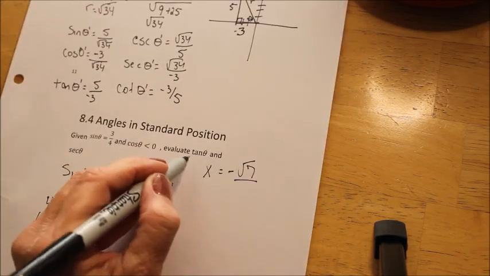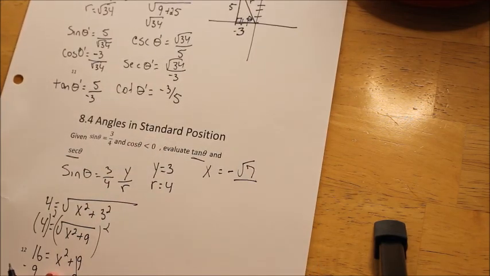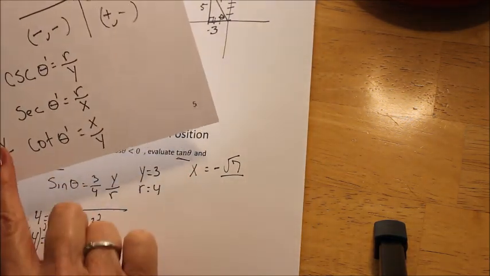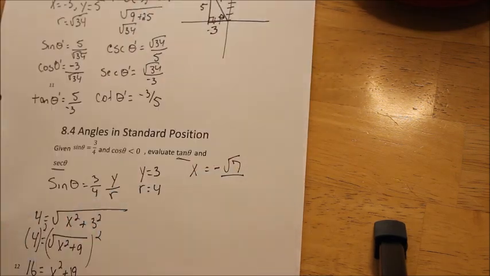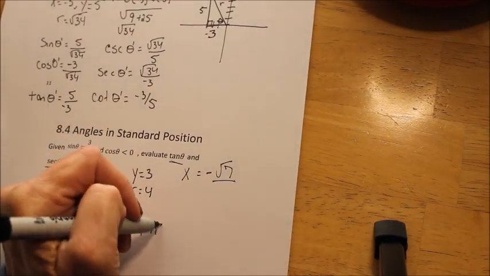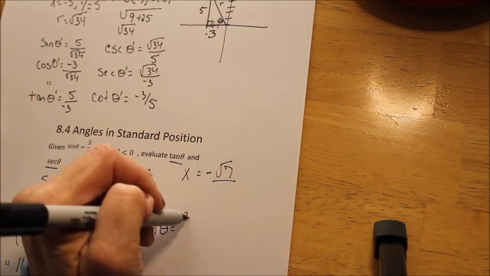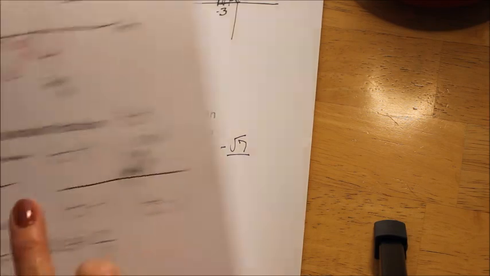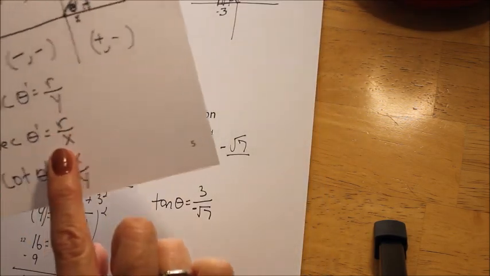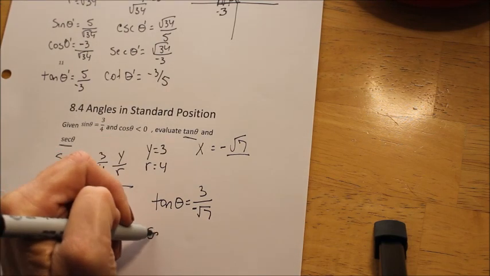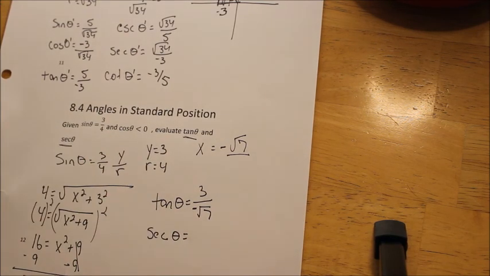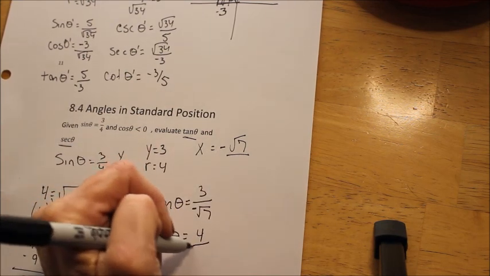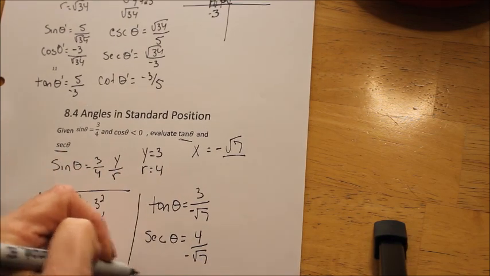Now on this particular one, we just want tangent and secant. That's all we want, tangent and secant. So now we know x, y, and r. We just go to the tangent. Tangent is y over x. So the tangent of theta is y over x. And the other one we want is secant. Oh, yeah, secant is r over x. So secant is r over x, so r is 4, x is negative square root of 7. There's your answers.